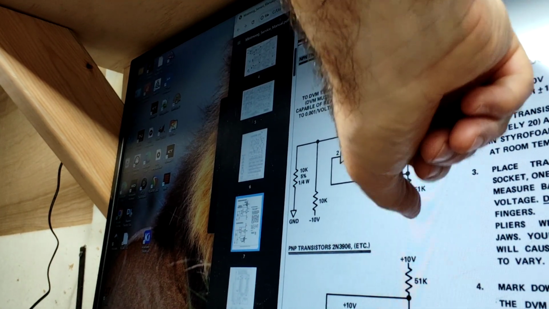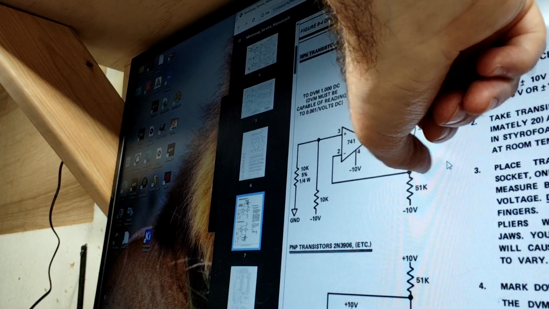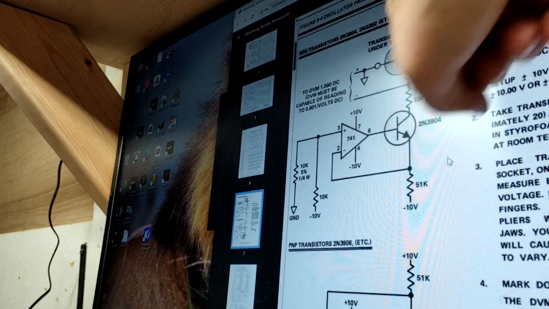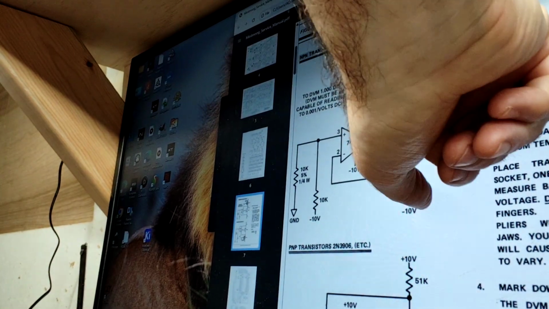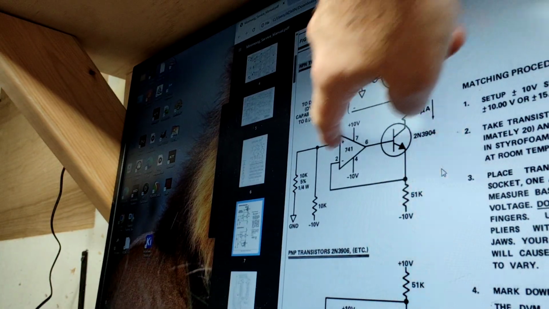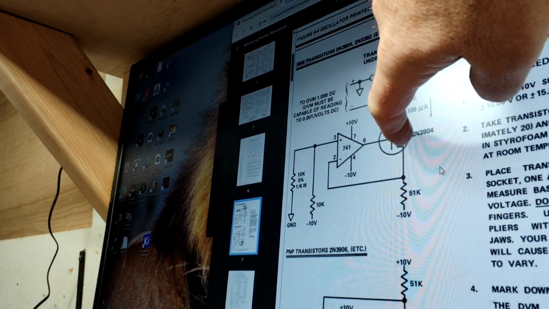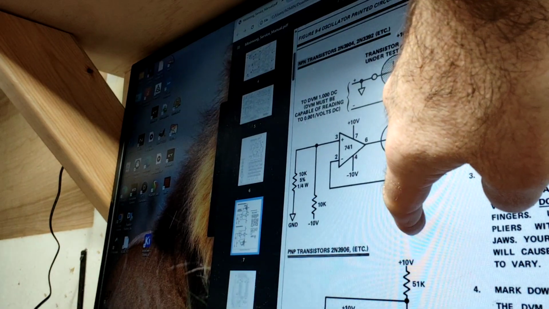And so if we hold that at minus 5, right, then we get almost exactly 100 microamps going through that resistor right there. And so what we've built down here in this Minimoog service manual circuit is something that is a constant amount of current going through this resistor.